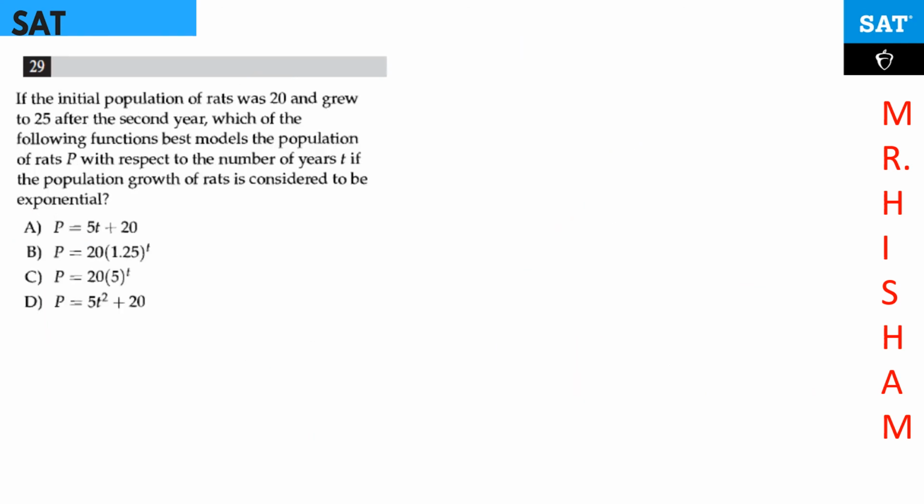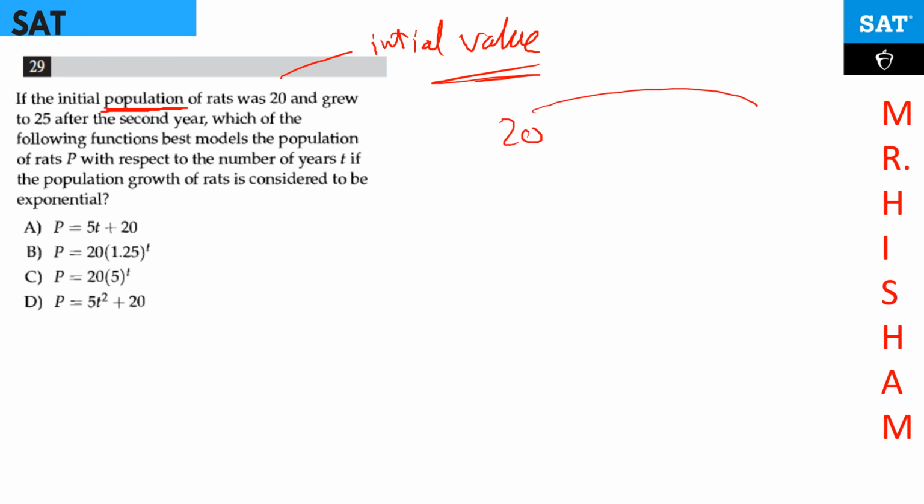If the initial population, since I'm talking about population, people usually assume it's not a constant rate. Of course, population is not a constant rate. The initial population of rats was 20, so this is the initial value, and it grows to 25 after the second year. So it was 20 and increased to 25. So it increased by 5.